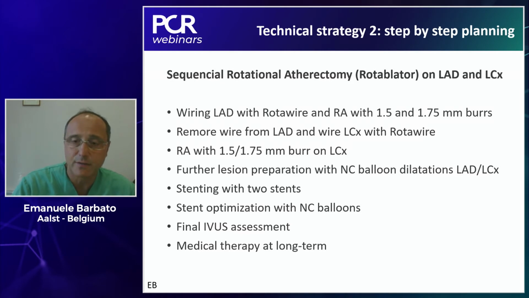And finally, although it is very elusive to think that we would have a perfect circumferential result of our stent, we should do our best to optimize the stent implantation with non-compliant balloons, at least to improve the stent wall position. Forget that we would reach nice circular stent results. Final IVUS assessment, and then there will be some consideration on the medical therapy at the long term. Back to you, Flavio. Thank you, Emanuele.